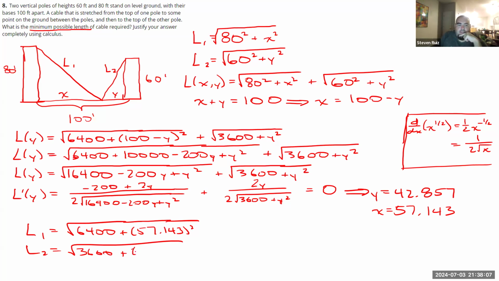plus, did I use the wrong values? So length 1 is, yeah, okay, we're good. Plus 42.857 squared. So let's go and get approximations for those and wrap this one up.